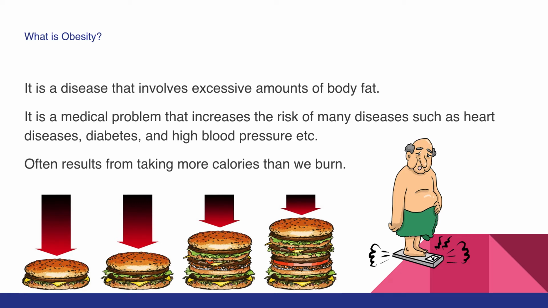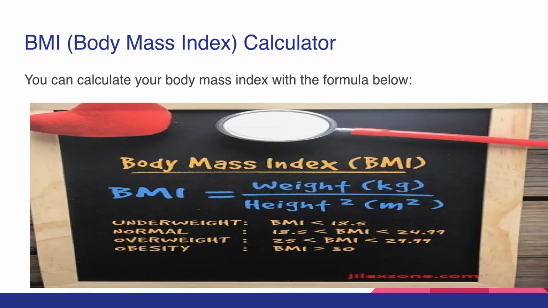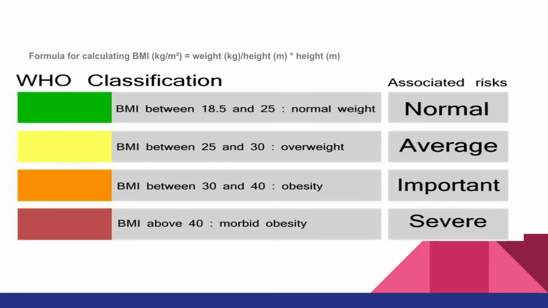And then the body mass index calculator. So how do you calculate that? You can calculate it by the formula that's shown here. BMI is equal to weight in kilograms over height. And then it will tell you if you are obese or not. And then, according to the World Health Organization, there's a classification of that formula.